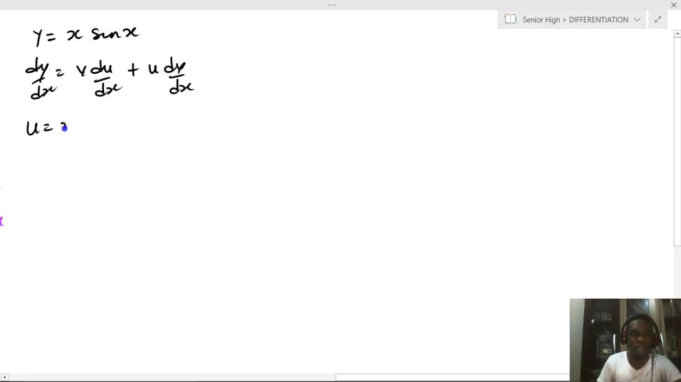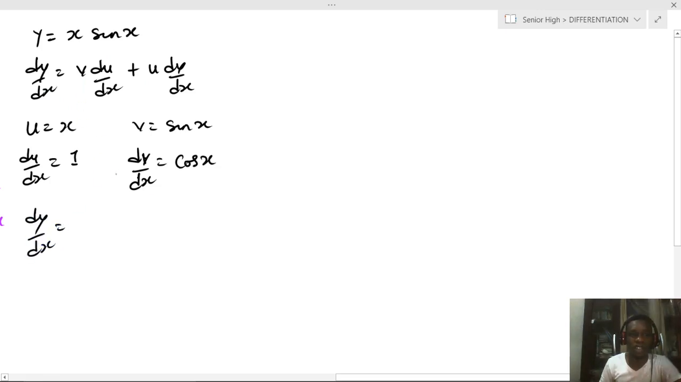So our u will be x, our v is actually sine x. Then our du dx will be 1 in this case, because when you differentiate a value that's singular, it gives you just 1. And then our dv dx is cos x. So bringing this into the formula, we have dy dx is equal to, what is our v? Our v is sine x. And what's our du dx? du dx is 1, plus our u is x, and our dv dx is cos x.